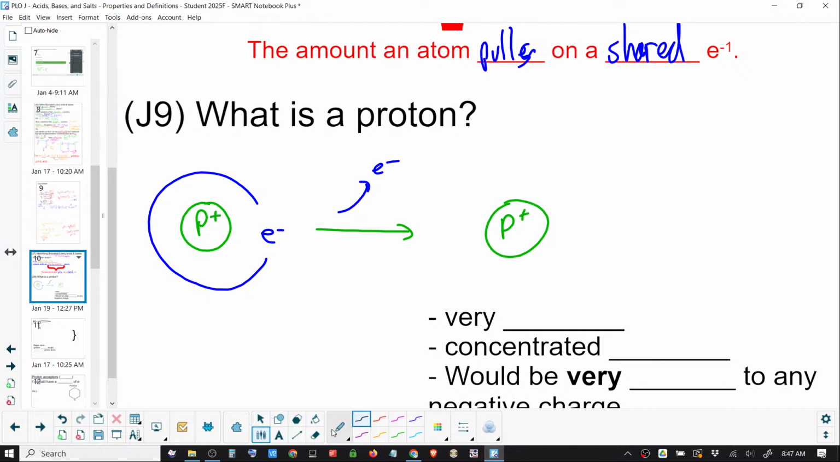Is this the scale in terms of size of the orbital versus size of the nucleus? No. The proton and the nucleus is very, very tiny. The orbital is very, very huge. So this is very, very large.